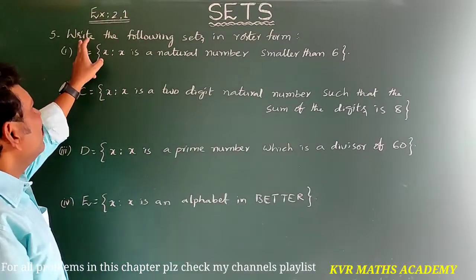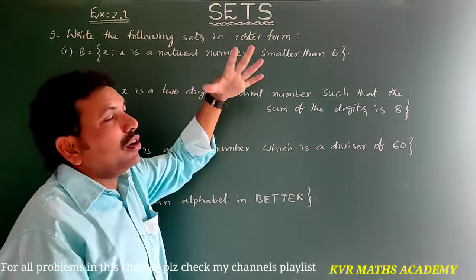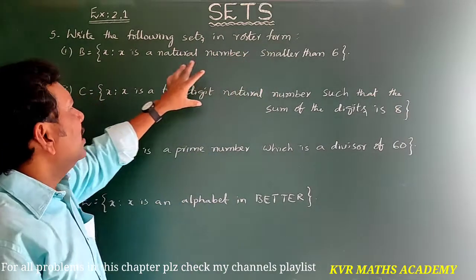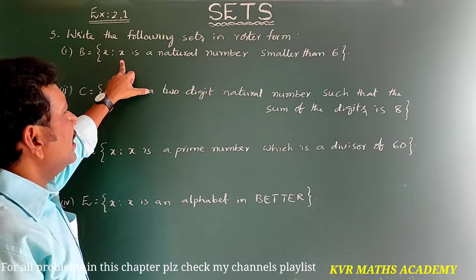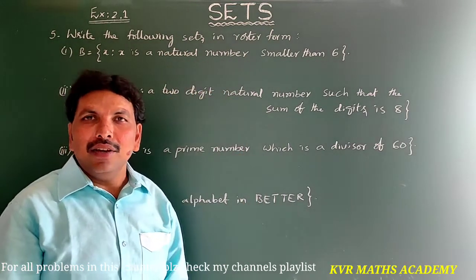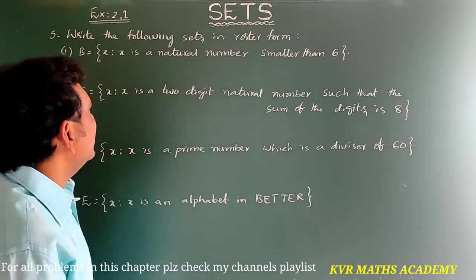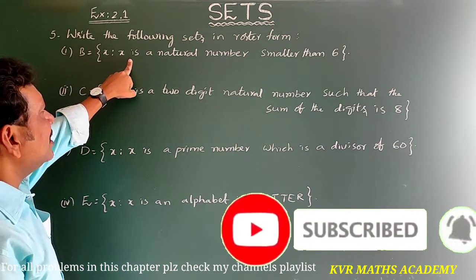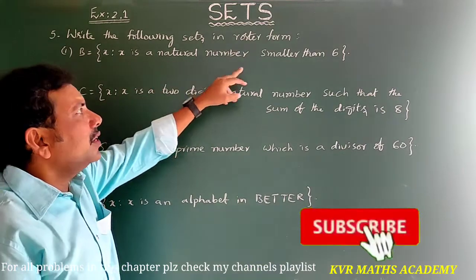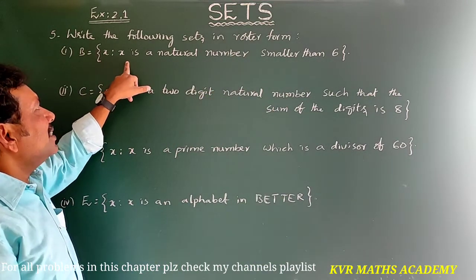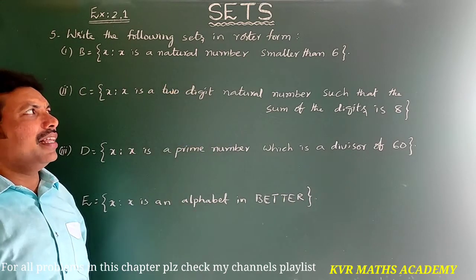Next, fifth question. Write the following sets in roster form. So it is in set builder form. We have to write these sets in roster form, right? Yes. See, first question. B is equal to {x : x is a natural number smaller than 6}.